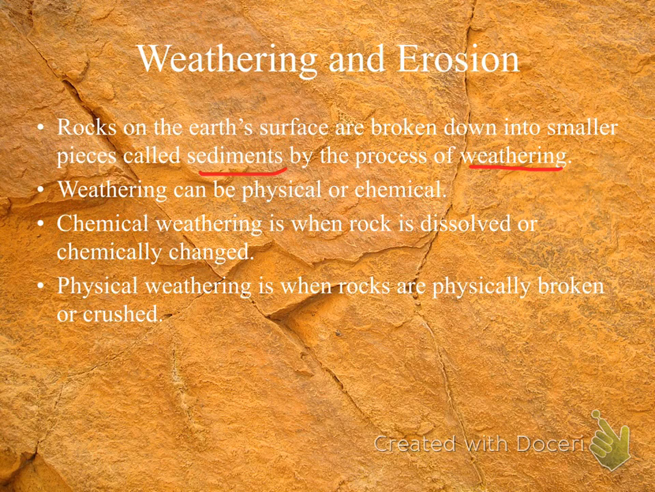There's two types, physical weathering and chemical weathering. Chemical weathering is when a rock is dissolved or chemically changed through some sort of chemical reaction. Maybe it's mixing it with water or acid rain or something like that. Physical weathering is when they are physically broken down. So if you were to take a rock and hit it with a hammer and break it, that would be physical weathering.